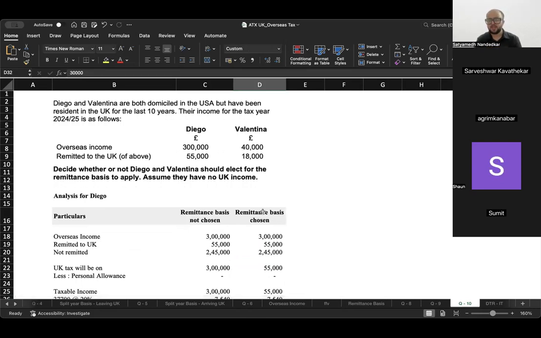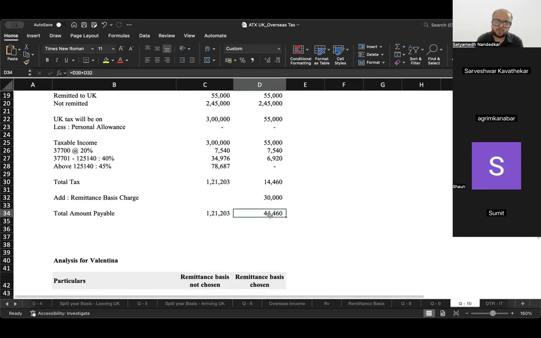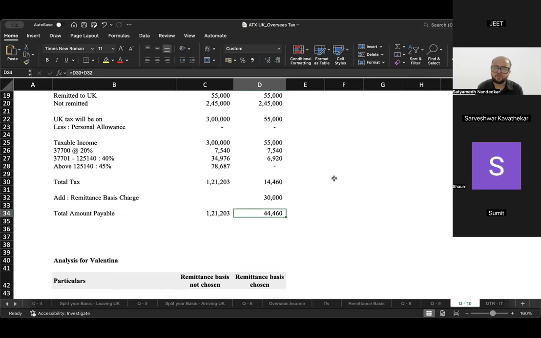see, this person has been resident in the UK for 10 years. If it is 7 out of 9 then 30,000. If it is 12 out of 14 then 60,000. Here, the amount of remittance basis charge is 30,000. Okay. Total tax payable is 44,460.